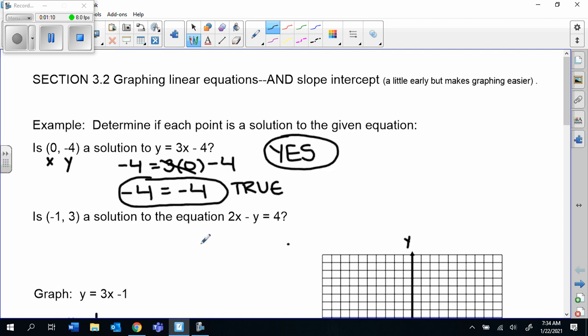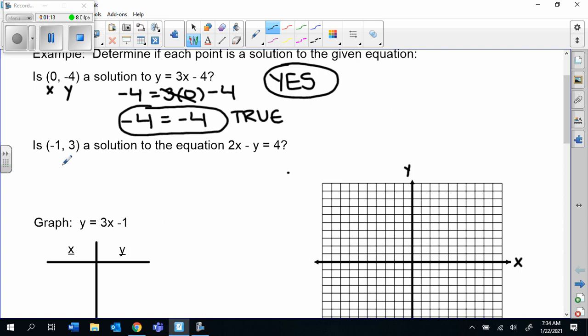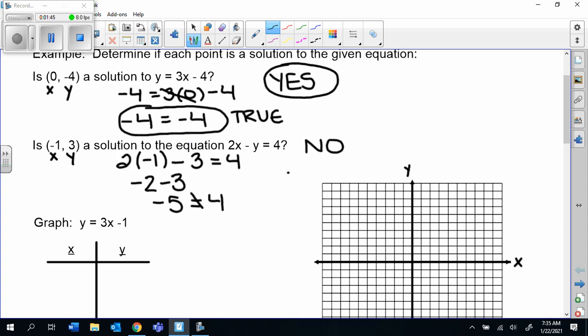Let's look at a second one. I gave you one example of each. Remember, our first is x, second is y. So 2 times -1 minus y, that negative right there, is a +3 equals 4. -2 subtract 3 is -5. -5 is not equal to 4. This is not a true statement. So is it a solution? No, it is not.